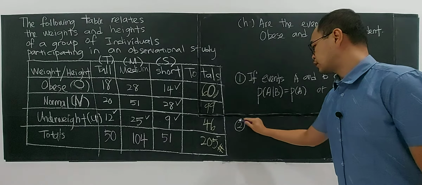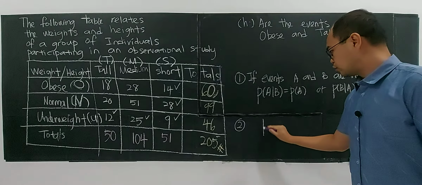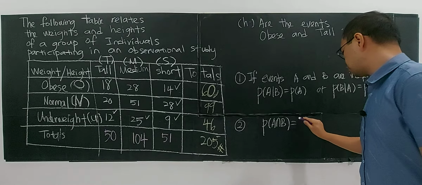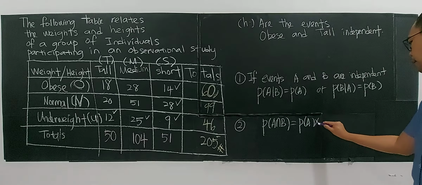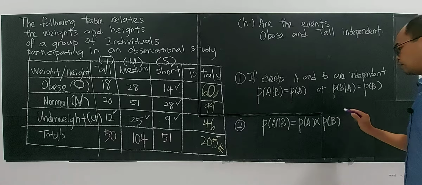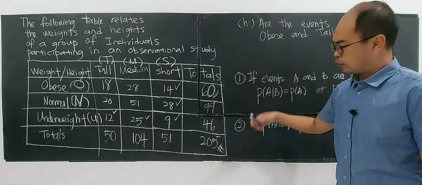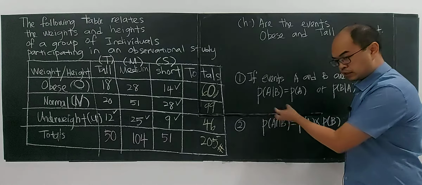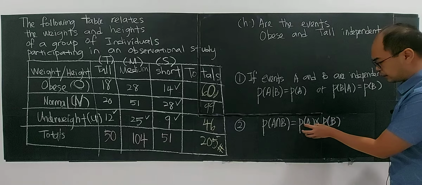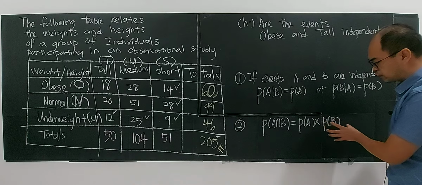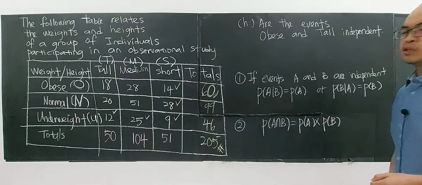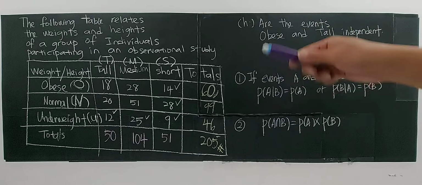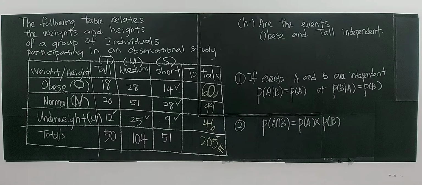The second method uses the multiplication rule. If they are independent, the probability of A intersect B will be equal to the product of the probability of A multiplied by the probability of B. If you are able to prove that the probability of A intersect B has the same value as the product of the individual probabilities, then it also shows that the two events are independent. For this case, I'm going to show you two methods. You have to know two ways of showing this.